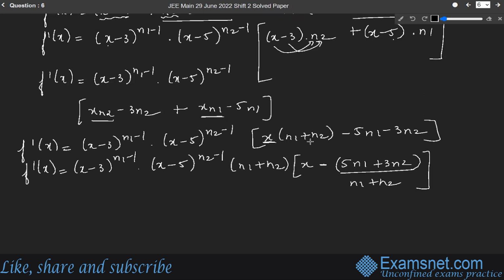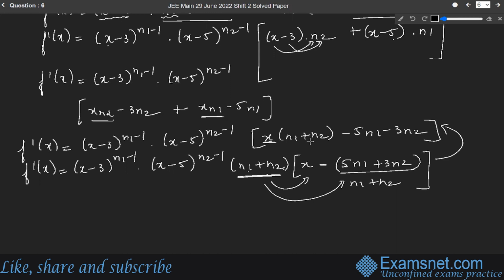You can check it. If we multiply n1 plus n2 again, then we get the same expression, right? So this is the basic trick to check whether an expression is correct or not whenever we are taking any value common. After we take common, we further multiply it and we get the expression back. n1 plus n2 into x is x into n1 plus n2, and n1 plus n2 into (5n1 plus 3n2) divided by (n1 plus n2) will be 5n1 plus 3n2, because n1 plus n2 will be cancelled if we multiply this inside, right? So we have taken this common, right?